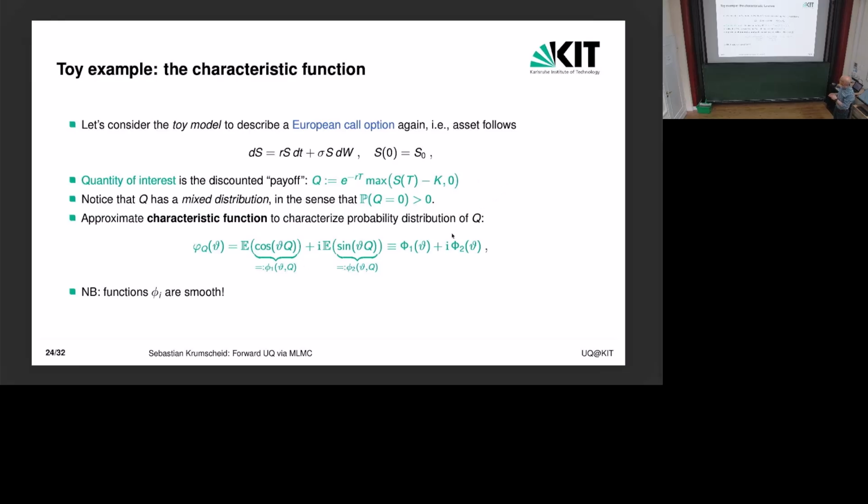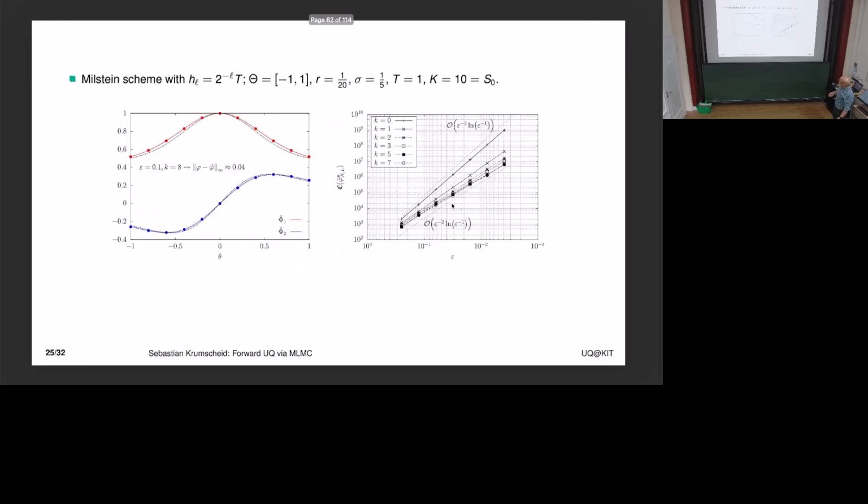Actually, it's now the two functions, and both functions are smooth. We perform our estimate on this one, and we get results like this. We perform a certain discretization, in this case the Milstein scheme, a time-stepping scheme, and the reconstruction that we get is of this type, where first we have the real part and then the imaginary part, and together it gives us the characteristic function. Okay, and you see the interpolation where we have assumed a certain regularity.